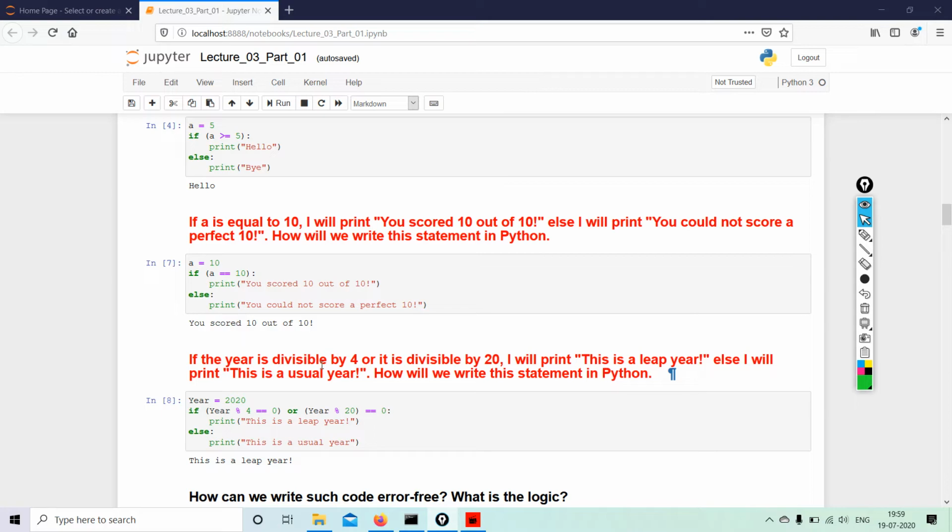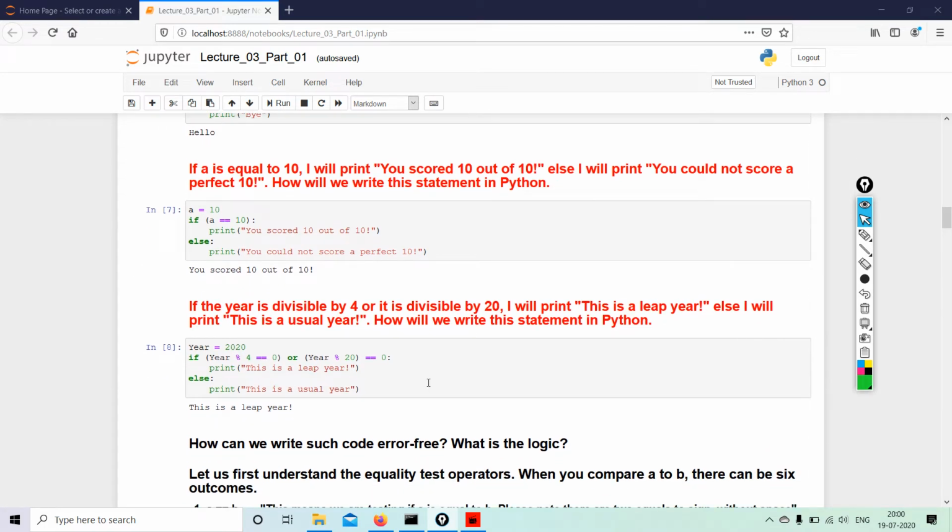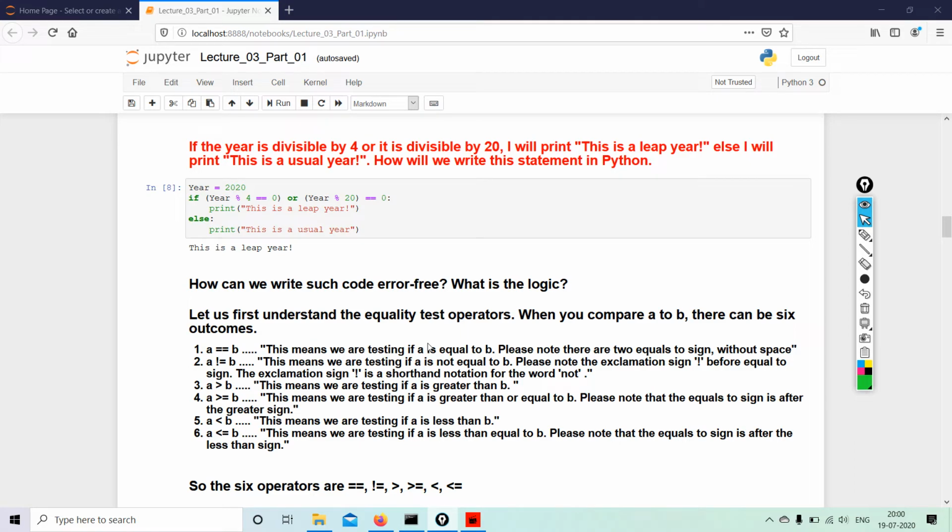If the year is divisible by 4 or it is divisible by 20, I will print this is leap year, else I will print this is unusual year. So this is an example for you. As I have always been doing, I give you a lot of examples for you to get your fundamentals very clear in your mind as to why we are doing this. And this is a very good way of practicing, because that way you understand the whole concept very easily. You are focusing on one concept again and again till you get it right.